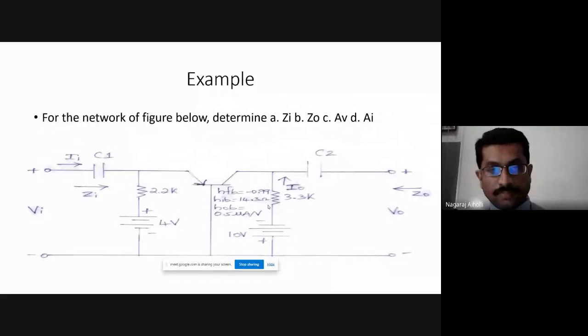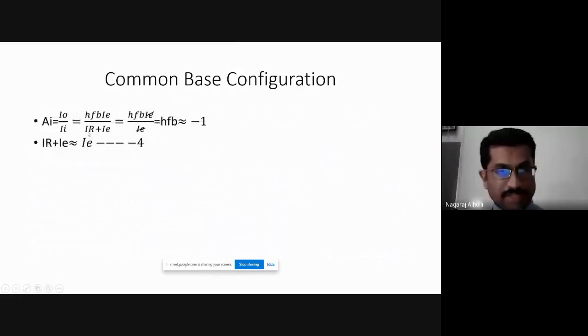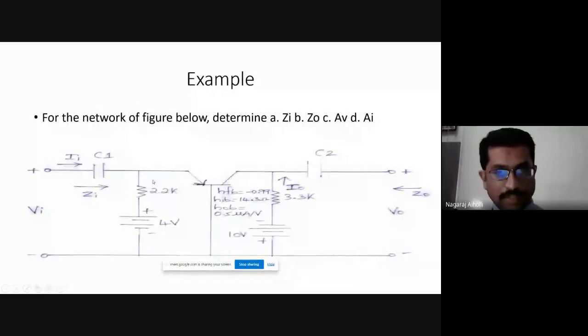See here, what is ZI? According to the previous formula that we derived, ZI, the input impedance, is RE parallel HIB. Emitter resistance is given in the circuit, it is 2.2K. HIB is also given, 14.3 ohms. So let us take the parallel combination of 2.2K and 14.3 ohms. Calculate how much it is.